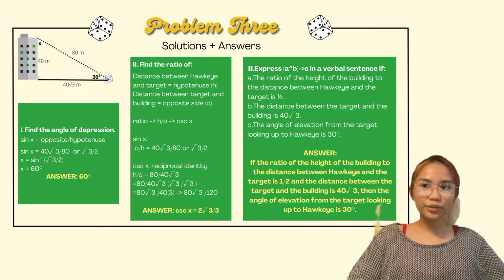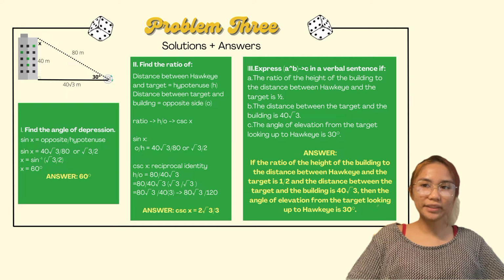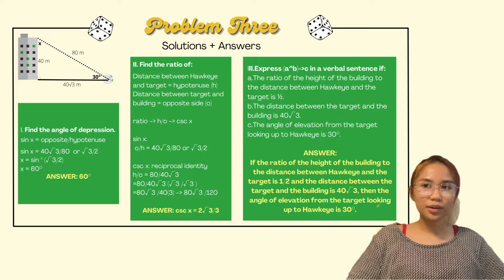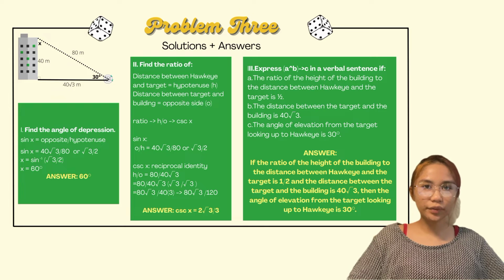For the first one, we need to find the angle of depression. So here we have a diagram that represents the problem. So in order to get the opposite side of x, which is our angle of depression, we need to use the Pythagorean theorem. By using that, we could get 40 square root of 3 meters.